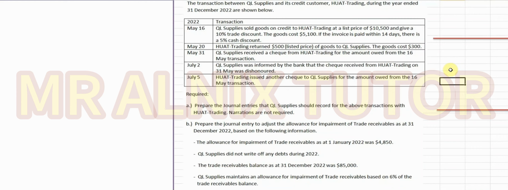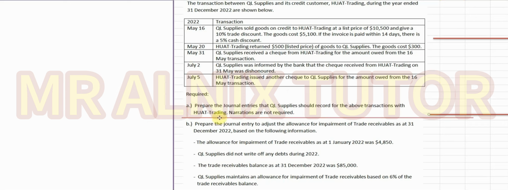Hi guys, let's talk about trade receivable today. I have prepared a question. Let's go through it together. I will check the requirements first, what they need us to do.